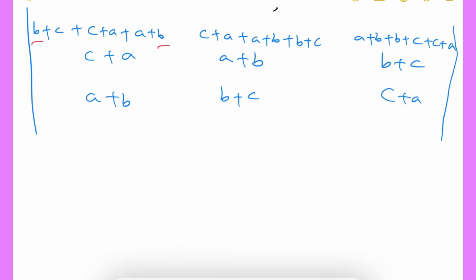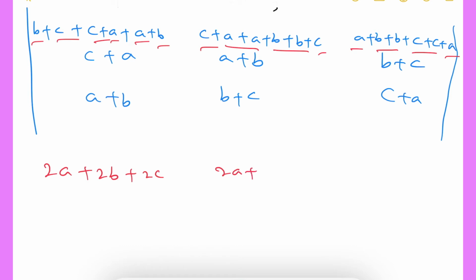B plus B is 2B, A plus A is 2A, C plus C is 2C. So 2A plus 2B plus 2C. Here also the same: AA, BB, CC. So 2A plus 2B plus 2C. A plus A is 2A, B plus B is 2B, C plus C is 2C. So I will write it as 2A plus 2B plus 2C. The same for the second element, 2A plus 2B plus 2C, and the same for the third element, 2A plus 2B plus 2C.